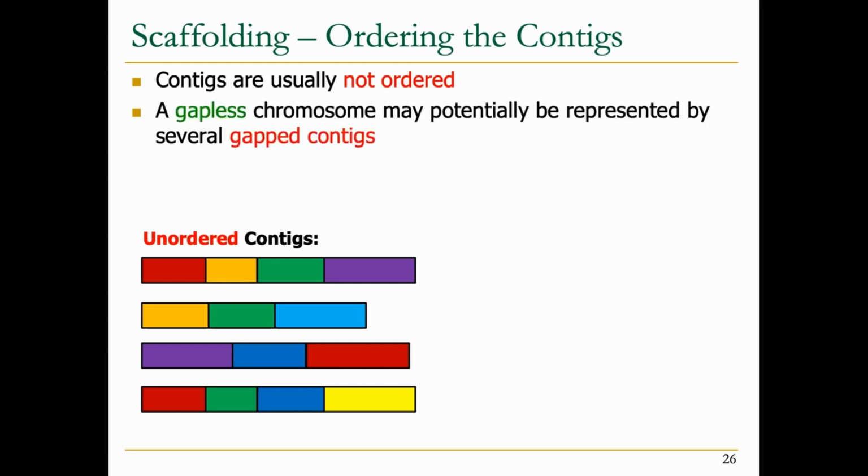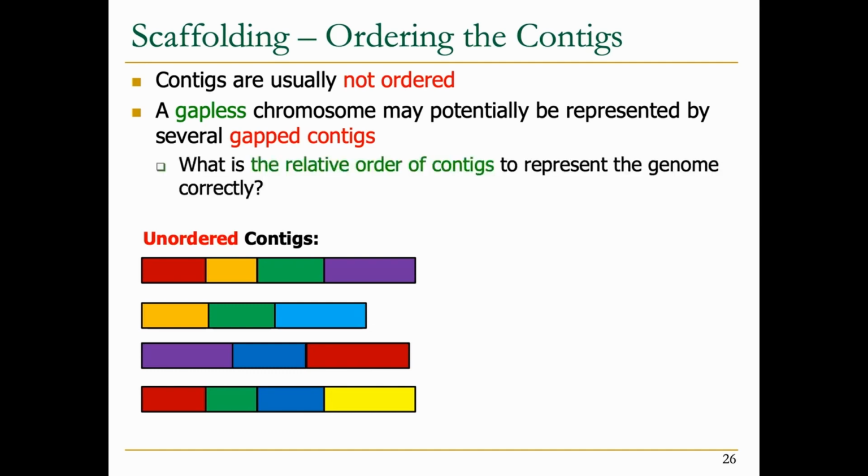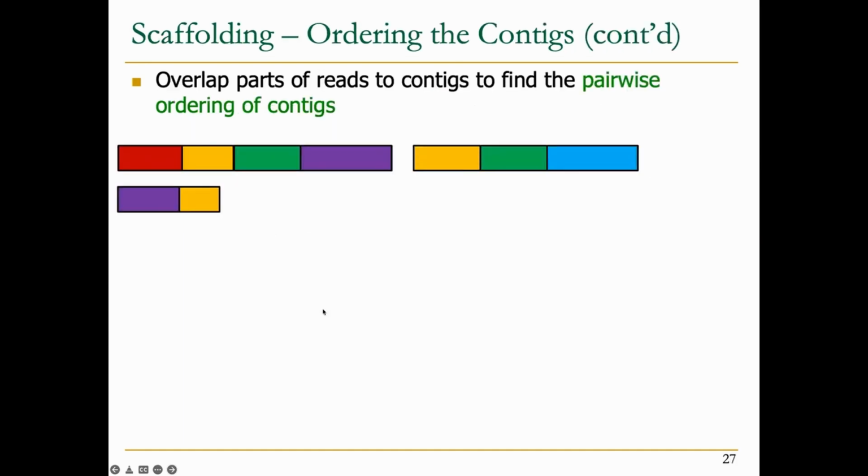What we want is a gapless chromosome, and we know that a gapless chromosome may potentially be represented by several gapped contigs, because we don't know the order between them. The question is, what is the relative order of contigs to represent the genome or the chromosome correctly? This is what scaffolding is answering. Here you can see that these are unordered contigs, and we want to identify the order between them.